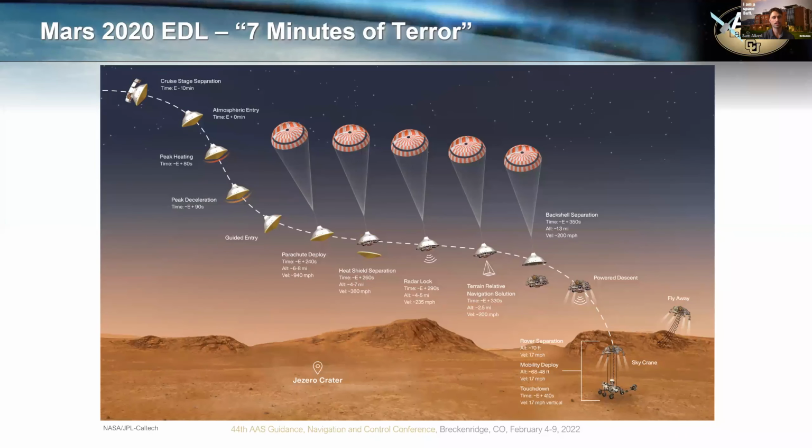This is the entry, descent, and landing timeline for the Mars 2020 mission, also known as the 7 minutes of terror. It's called that because this is a string of highly complex mission critical events, and each of those subsystems has its own risk associated with it. So to have an acceptable overall probability of success, the risk from each of those subsystems has to be driven down in some way. So let's take a look specifically at the parachute deployment.